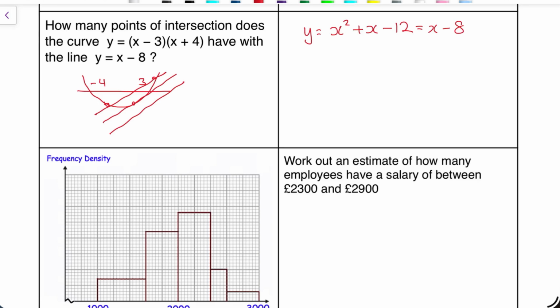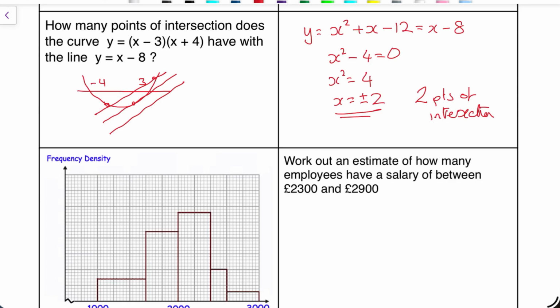So let's move x to the other side. So it's going to be x squared. We'll take away x from both sides. The x goes away. Add 8 to both sides, and you get x squared minus 4 equals 0. Which means that x squared equals 4, which means that x equals plus or minus 2. In other words, there are 2 answers to my question, which means there are, to answer the question, 2 points of intersection. Good question, actually. Very well phrased question.